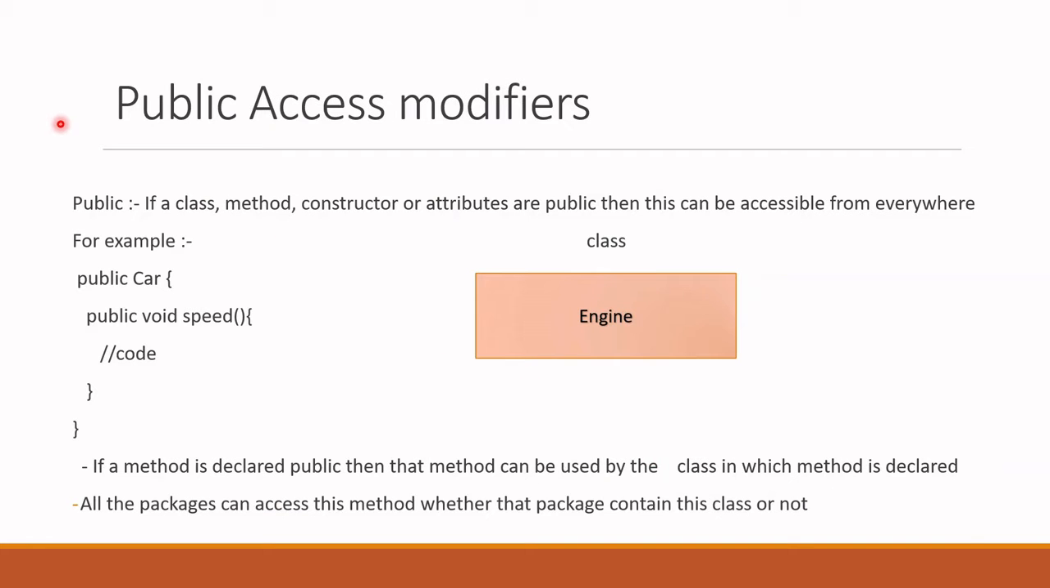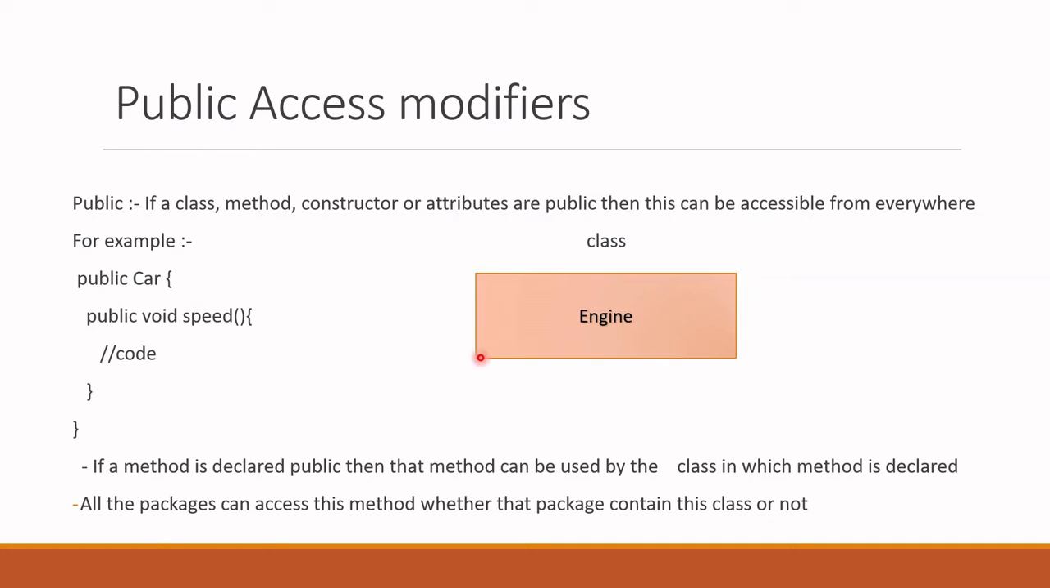Now first access modifier is public access modifier. Now the public access, if a class, method, or constructor or a field is given a public keyword, then it can be accessed from anywhere. Now here you can see that there is a public class, and inside that we have a public method speed. Now this public method can be accessed from an another class, another package, or from the different package. This public car can also be accessed from anywhere.